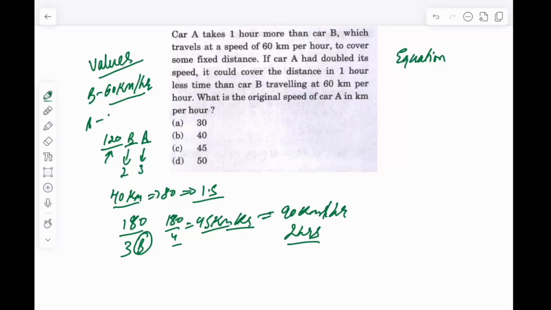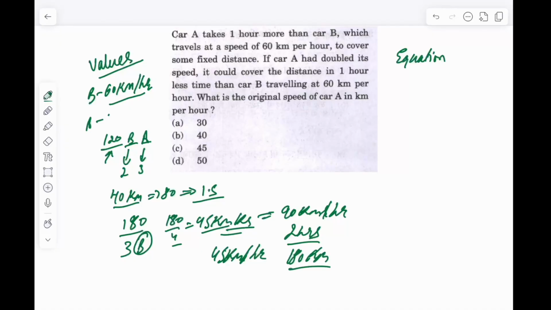So that could be the answer, the original speed of A being 45 kilometers per hour and the distance being 180 kilometers. It is able to meet the conditions. So this is how you solve with values. You guess, you second-guess the question, and you solve it. Otherwise, you can solve with the equation. So how can we solve with the equation?